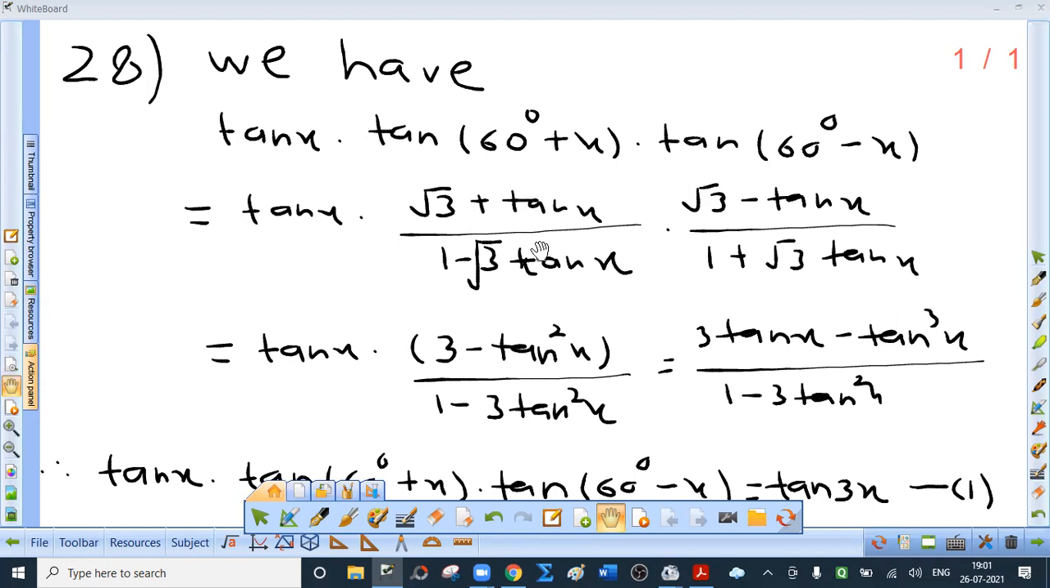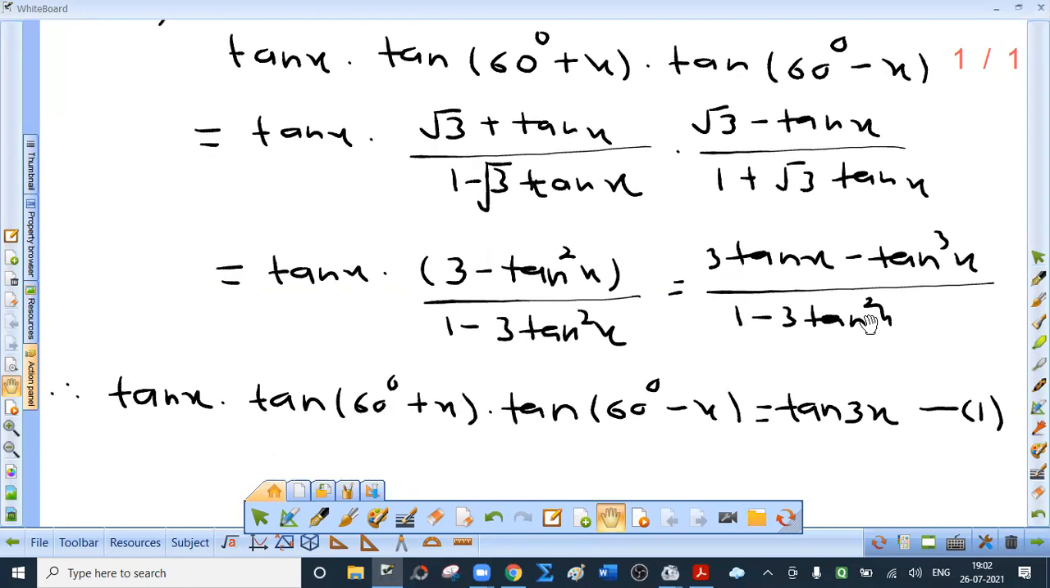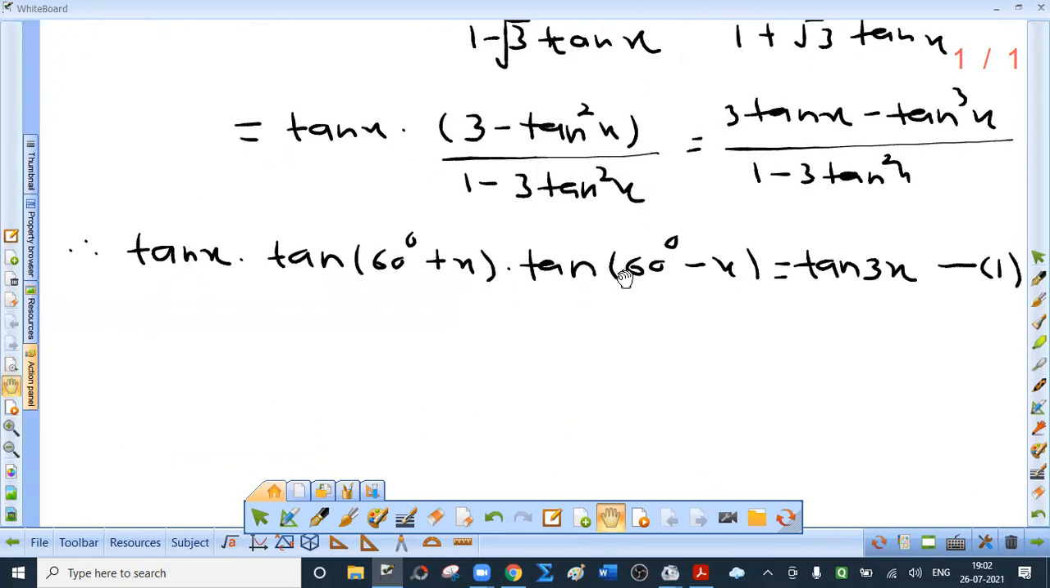Now, tan of alpha plus beta is used. I have omitted one or two steps, tan 60 degrees root 3 and so on. So this is tan x into 3 minus tan square x upon 1 minus 3 tan square x. Multiply each term by tan x. So 3 tan x minus tan cube x upon 1 minus 3 tan square x. This is tan 3x. So we have proved that tan x into tan 60 degree plus x into tan 60 degree minus x is nothing but tan 3x.